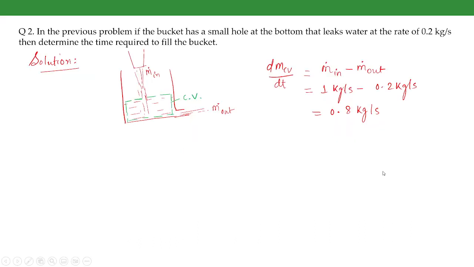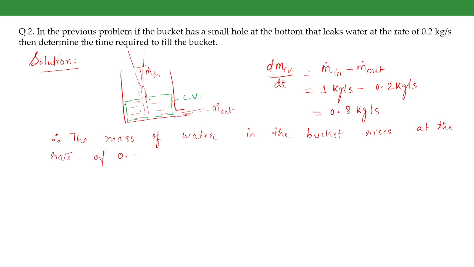Therefore the mass of water in the control volume, or bucket, you can write it as bucket only, because the control volume encompasses only the mass of water, rises at the rate of 0.8 kg per second.